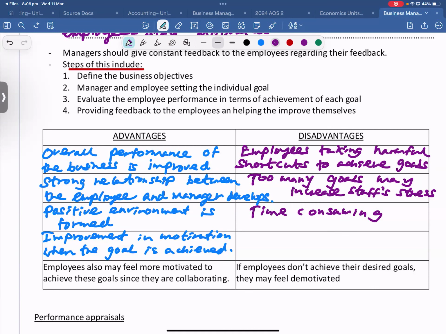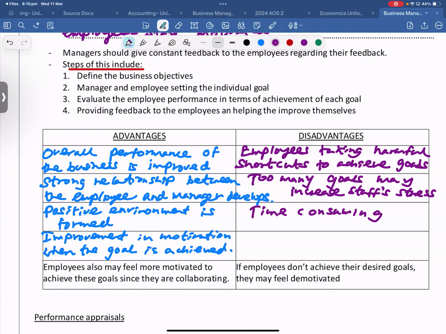So further motivation is improved, and the employee is trying to achieve it because the goals are set together. So it is not really one-sided goals. They are set together so that the employee is more confident and motivated. What are the disadvantages? Employees can take shortcuts. Of course, we are trying, why? Because we are paid, right? So we are trying to get the payment.